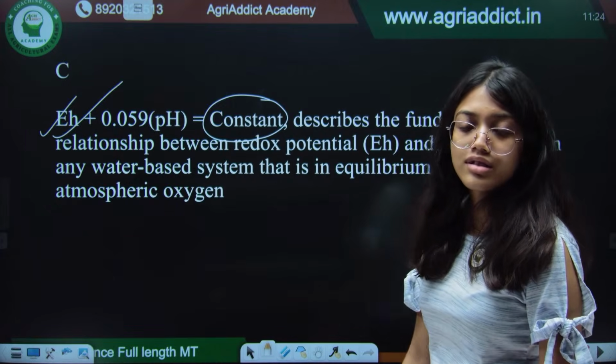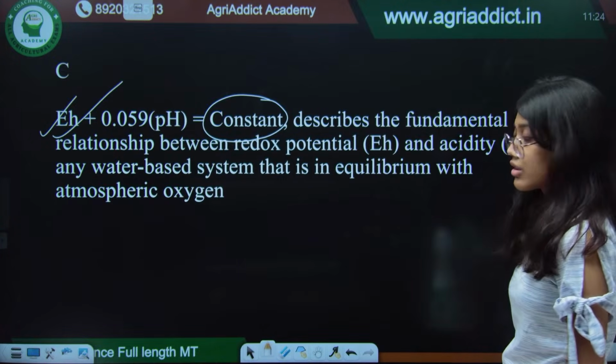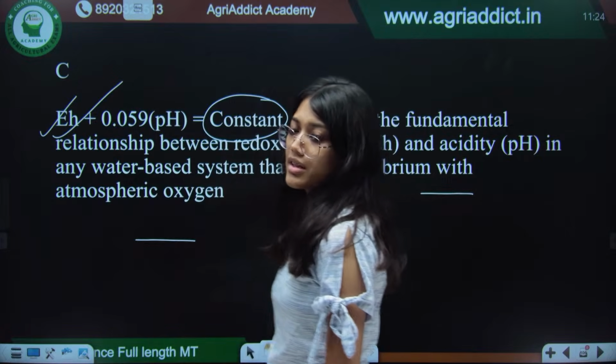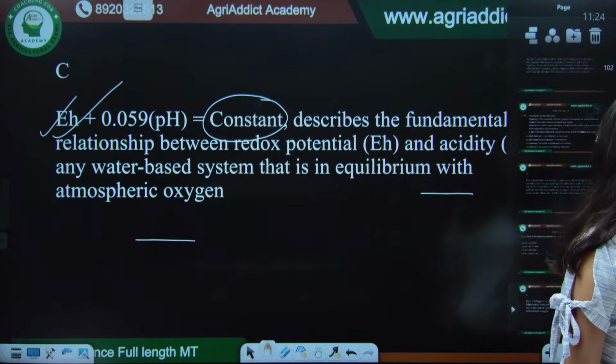This is again a very, very important MCQ. You should remember how it came as well. Next question.